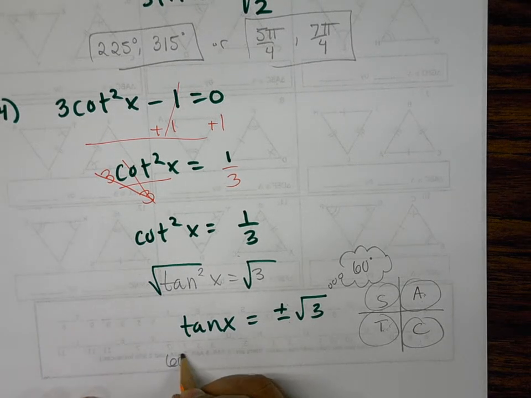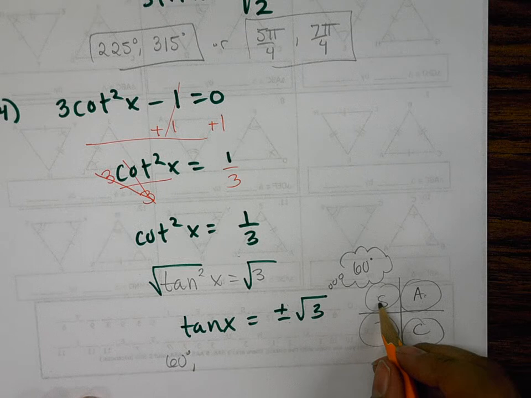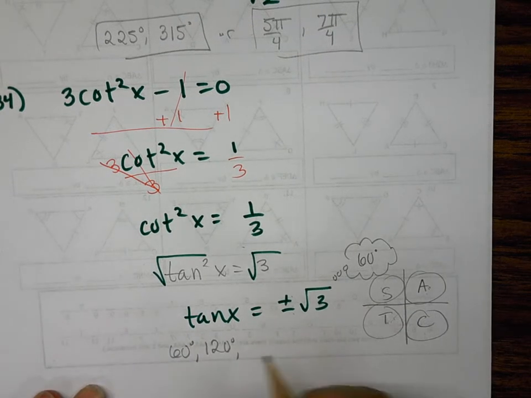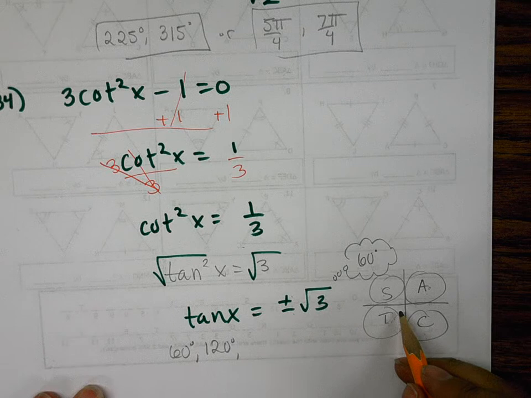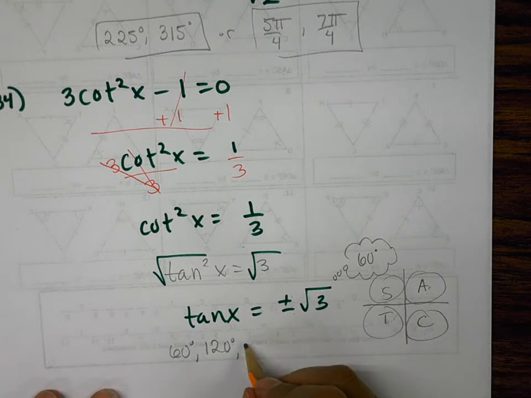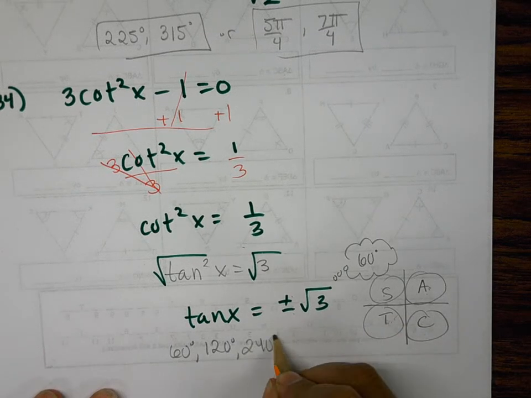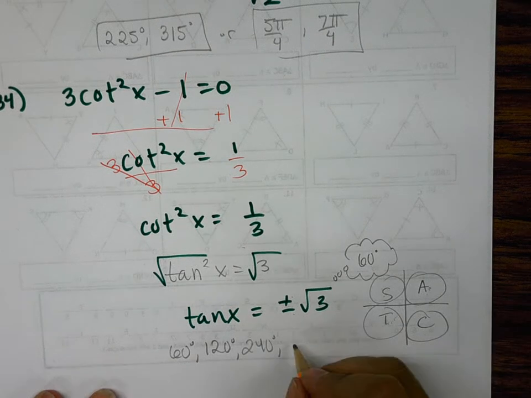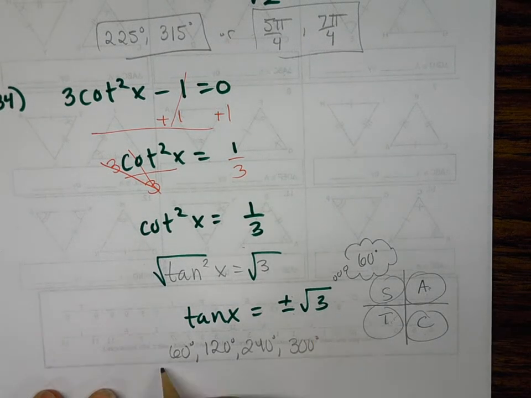Quadrant 1 is the obvious 60. Quadrant 2 is 120. Quadrant 3, 180 plus 60 is 240. And in quadrant 4, 360 minus 60 is 300.